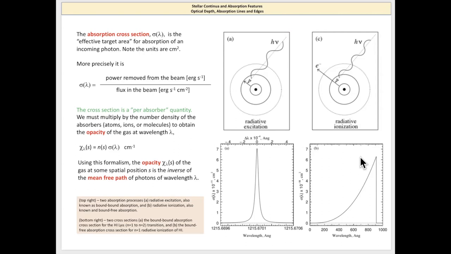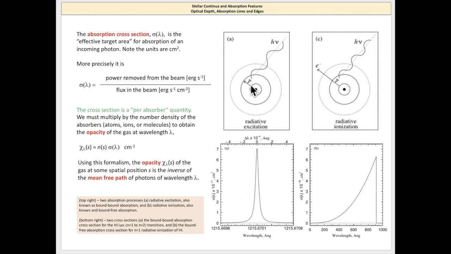Any questions about cross-sections? They are based upon atomic physics only. They tell you about the relationship of photons that will absorb for a given transition. These cross-sections are for two exact specific cases. This one is for Lyman alpha, n equals 1 to 2.